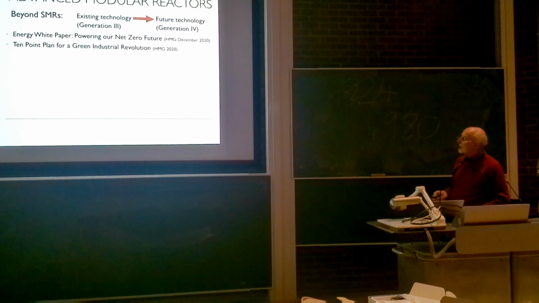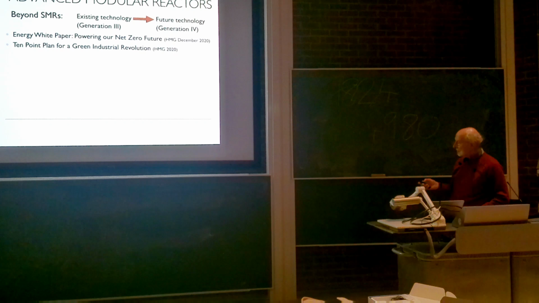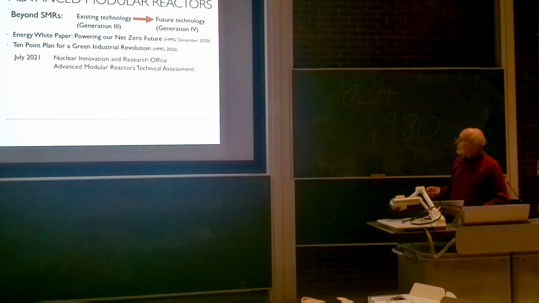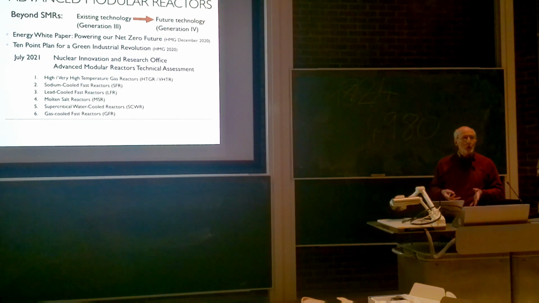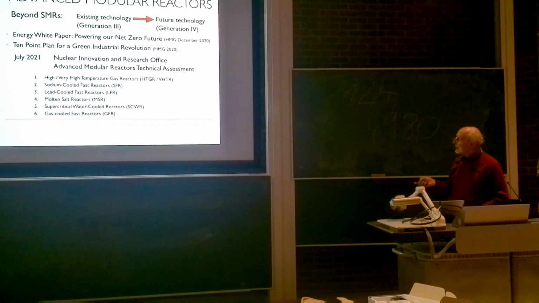In fact, there was an energy white paper, Powering Our Net Zero Future, released in 2020, and a 10-point plan for green industrial revolution, again in 2020, that caused the Nuclear Innovation and Research Office to produce an Advanced Modular Reactors technical assessment. So that was given to the government in 2021. They came up with 6 types of technology that they thought would be worthwhile looking at in the future. And I'll just run through them very briefly. Don't worry about the list for the moment.